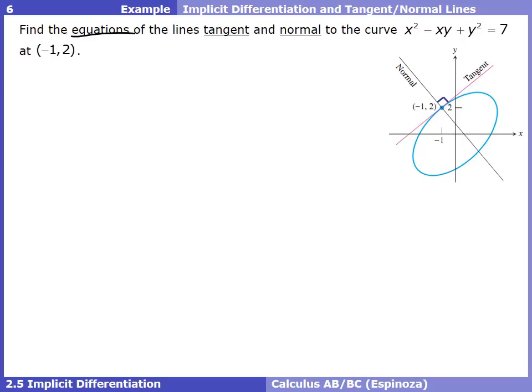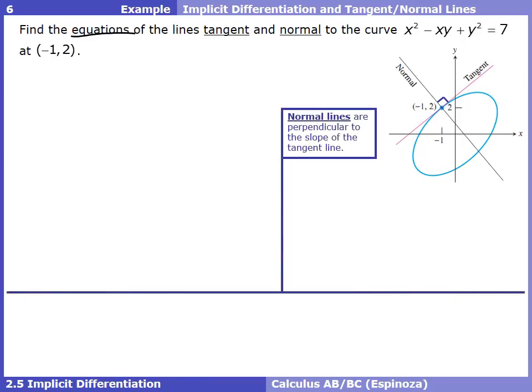So we're trying to find the equation of a tangent and a normal line. We know what a tangent line is, and you can see that visually there. But a normal line is kind of like a tangent line, but it's not quite exactly the same. A normal line is perpendicular to the tangent line. So after we find the slope of our tangent line, we're going to have to recall how to find the slope of a perpendicular line, but we'll get to that in a little bit.